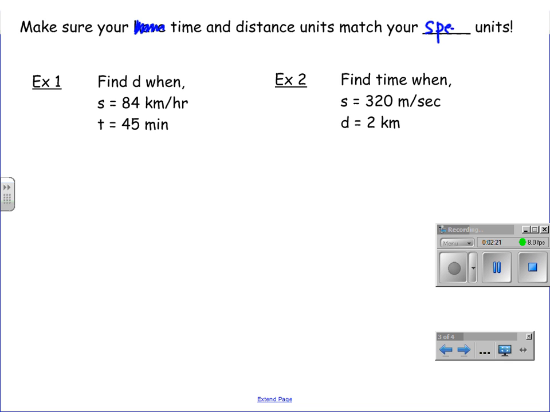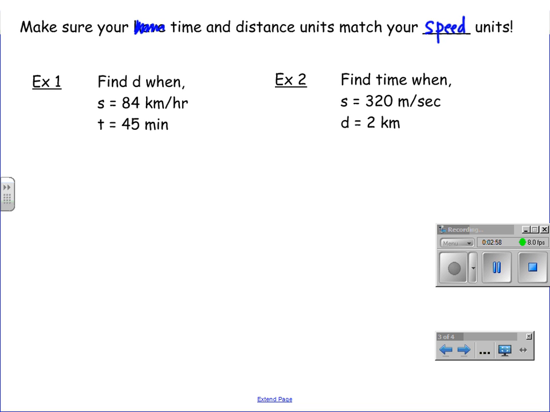So if your speed is in miles per hour, you've got to make sure you're using miles in your distance and hours in your time. If your speed is in meters per second, you can't be using kilometers as your distance. You've got to convert it to meters as well. All right, so let's look at example 1. Not buried in a story situation, just the facts. Find D when the speed equals 84 kilometers per hour and the time is equal to 45 minutes.